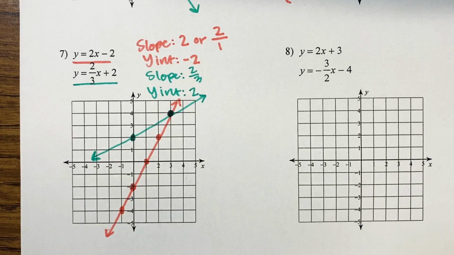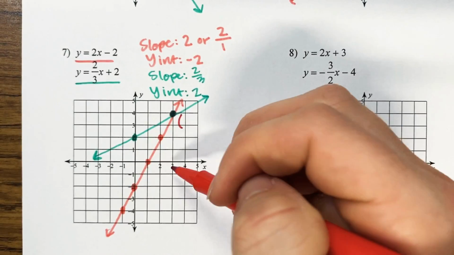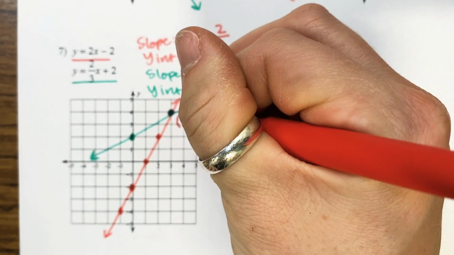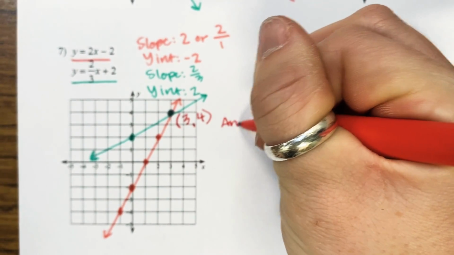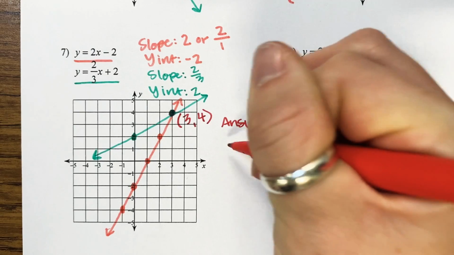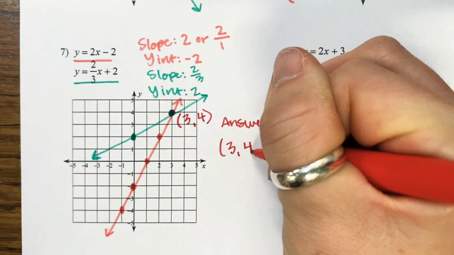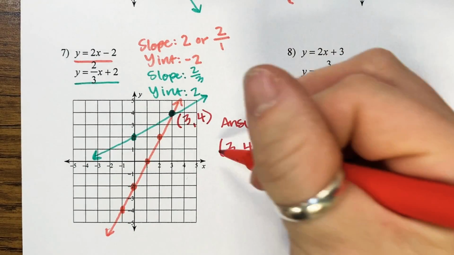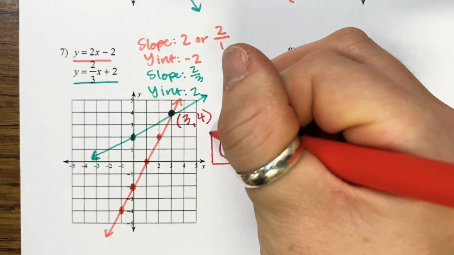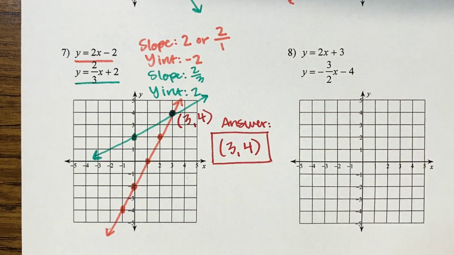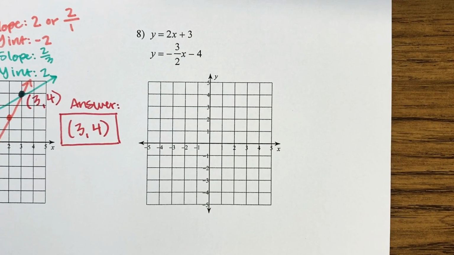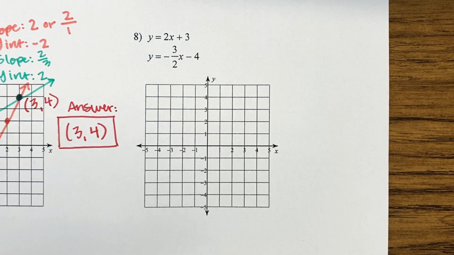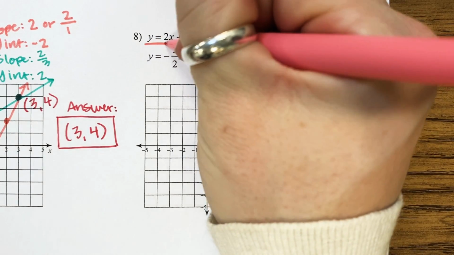Okay, now I just need to figure out what this coordinate point is. So it lines up with 3 on my x-axis and 4 on my y-axis. So the answer to number 7 is (3, 4). Perfect.